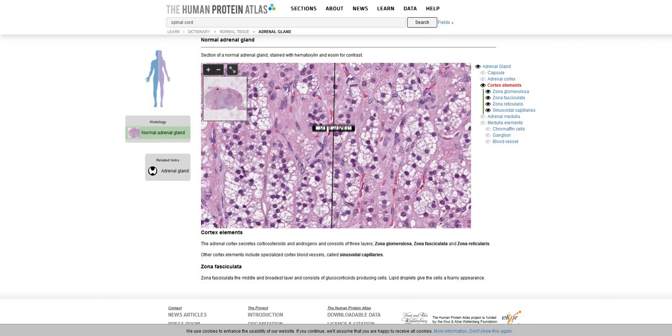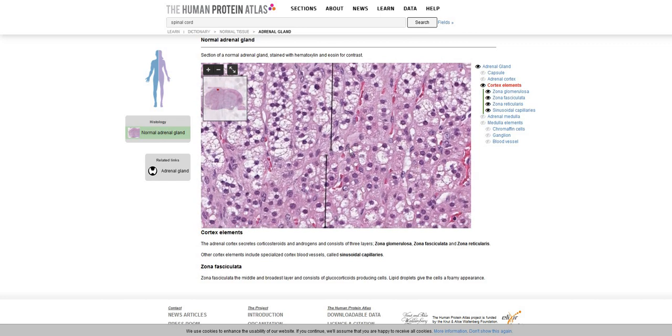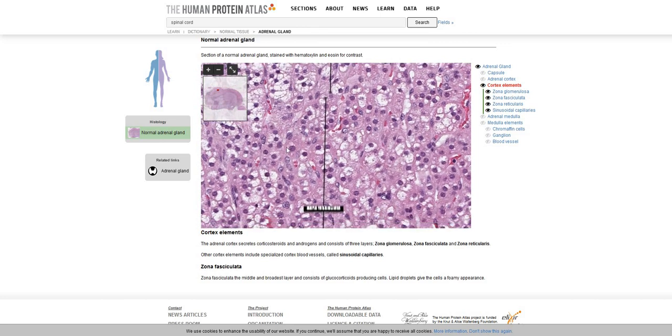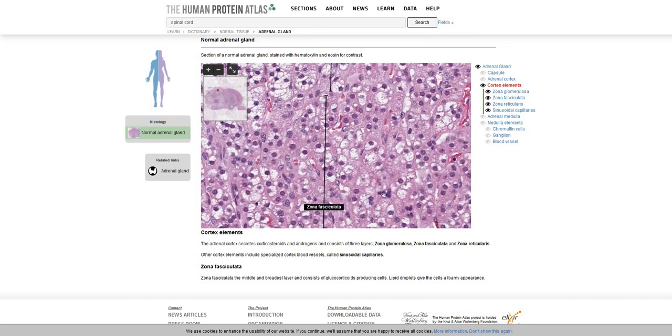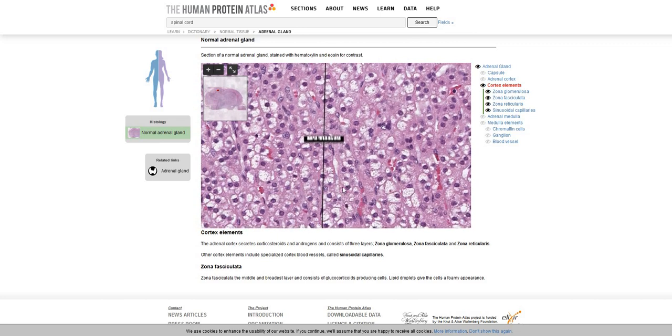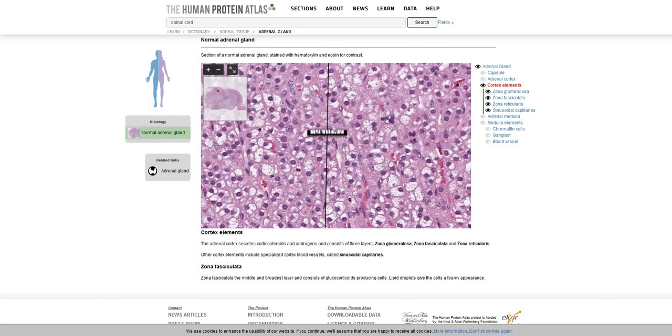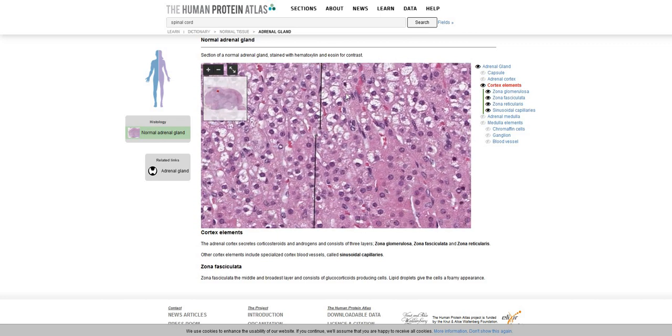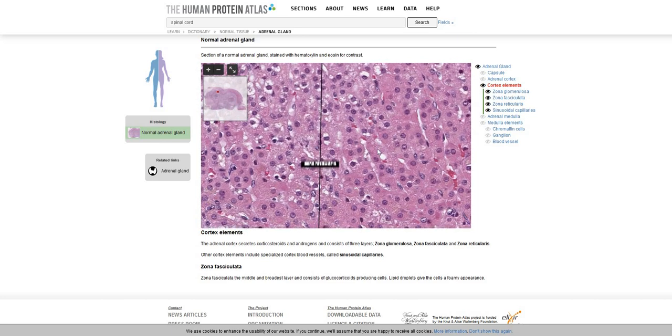So up top, this is zona glomerulosa. We're moving down, and we start to see that these cells appear a little bigger, and there's more space in between the nuclei, and that means there's more cytoplasm and the cells are a little more spread out. As we keep moving down, we will encounter that other zone. Okay, so we are now in our zona reticularis.